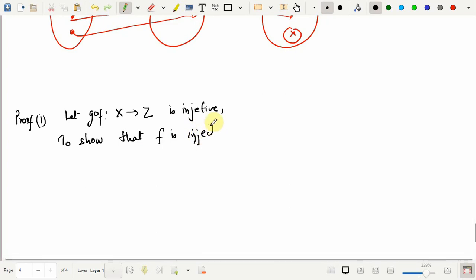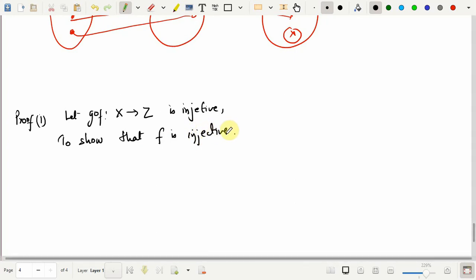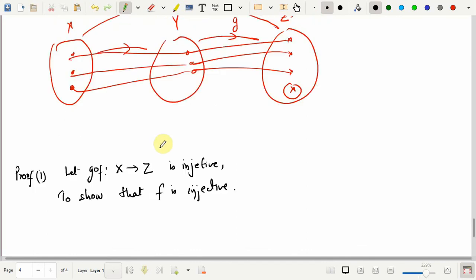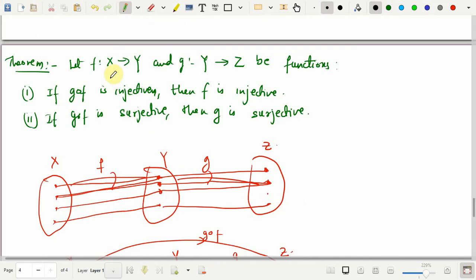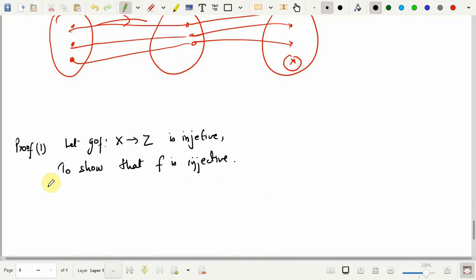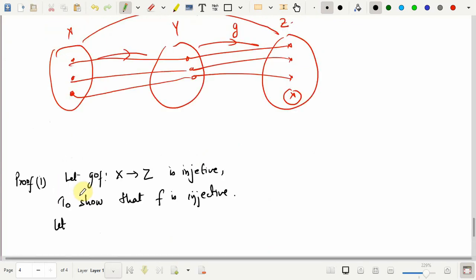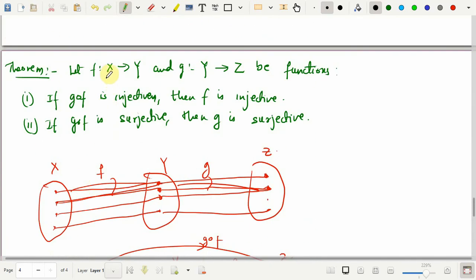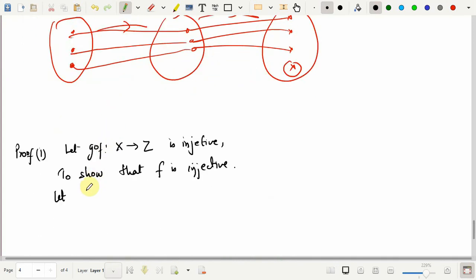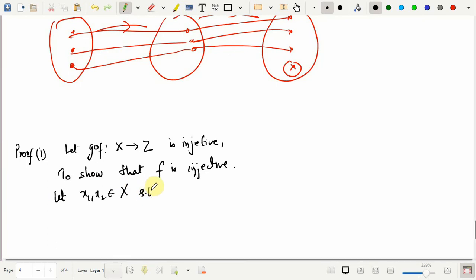So how do we do that? Let's see the domain of the function F. It's from X to Y, so I'll take any two distinct points in X, and I'll show that the F images of those 2 points are distinct. So let x1, x2 be points in X such that x1 is not equal to x2. We need to show that f of x1 is not equal to f of x2.